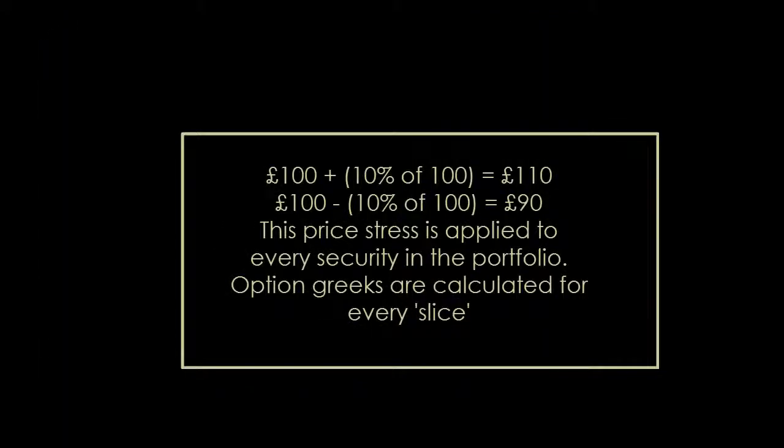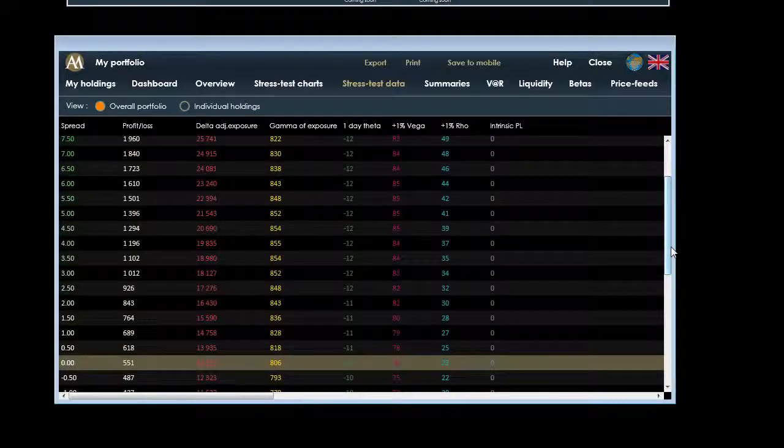Just to be clear, if a security's current price is £100, a 10% stress will take it up to £110 and down to £90. And all the Greek analytic variables for the entire portfolio will change accordingly. Click here to view the numbers for your portfolio as a whole.